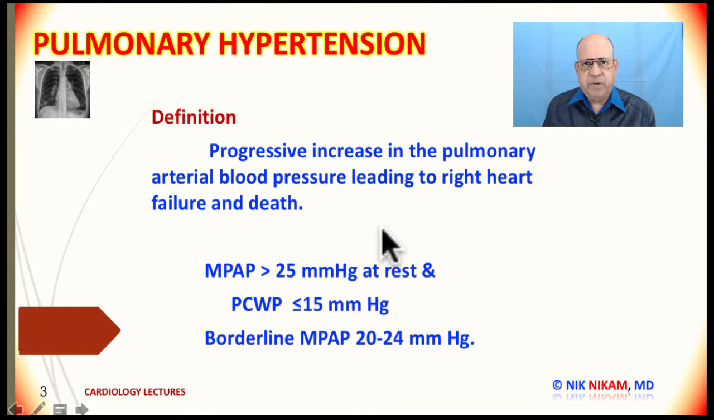The definition of pulmonary hypertension. Pulmonary hypertension is a condition where there is progressive increase in the pulmonary arterial blood pressure, leading to right heart failure and death. Pulmonary hypertension is defined as a mean pulmonary artery pressure of greater than 25 millimeters of mercury at rest, with a normal pulmonary capillary wedge pressure of less than 15 millimeters of mercury. It is said to be borderline if the mean pulmonary arterial pressure is between 20 and 24 millimeters of mercury.